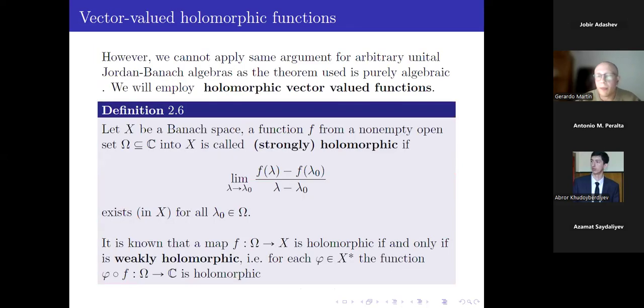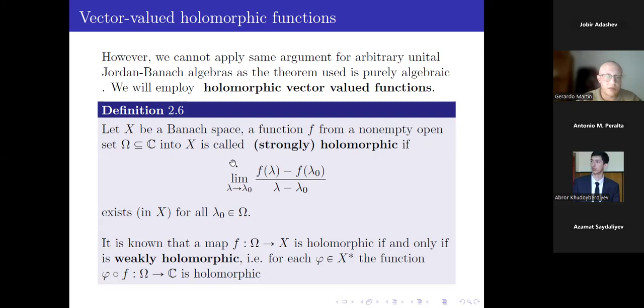However, we cannot apply the same argument when we consider an arbitrary unital Jordan Banach algebra, since the theorem we applied to prove the previous result is purely algebraic. We are applying mainly the Kirchhoff-Cohn theorem. For this case of a general Jordan Banach algebra, we will employ the holomorphic vector-valued functions.